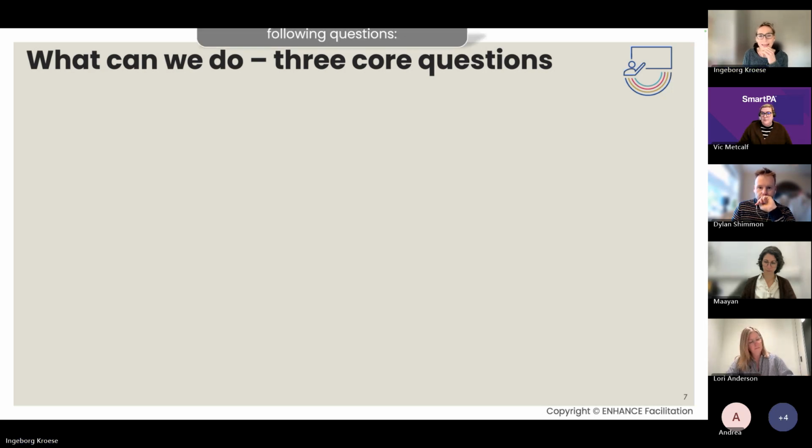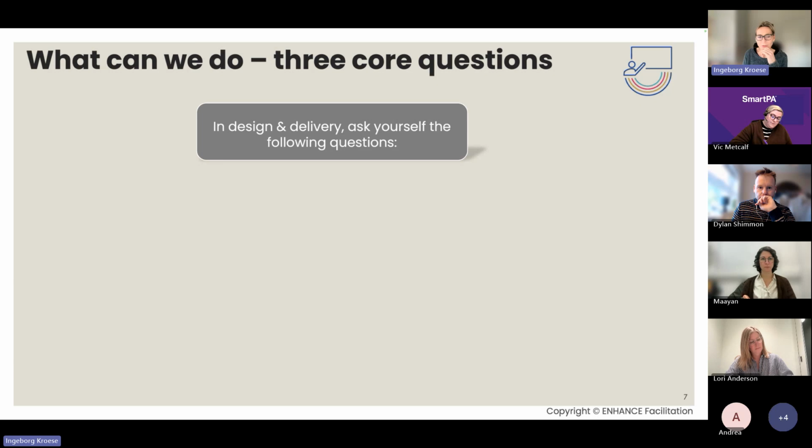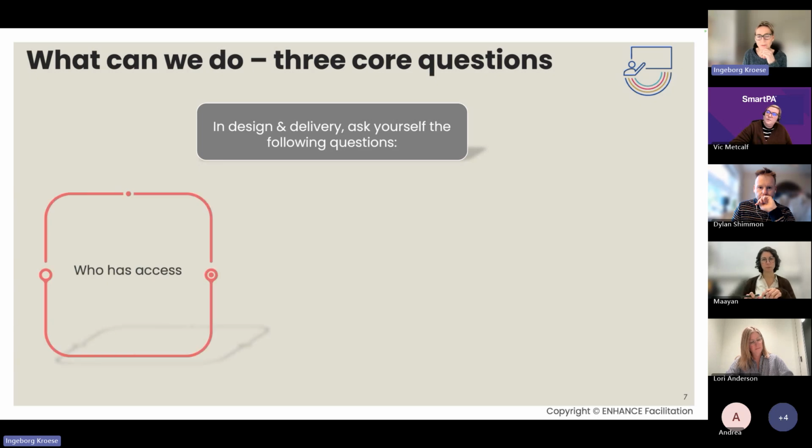And these 3 questions are, firstly, who has access to our programs? Because if people don't have access, they're not going to be able to learn optimally. So who has access is a really, really important question to ask ourselves in terms of inclusiveness. But it's not just access. Inclusiveness is more than having access.